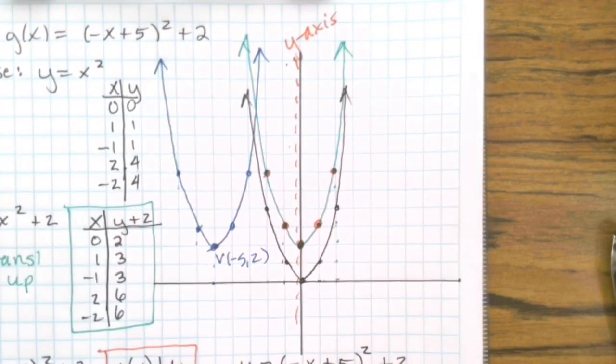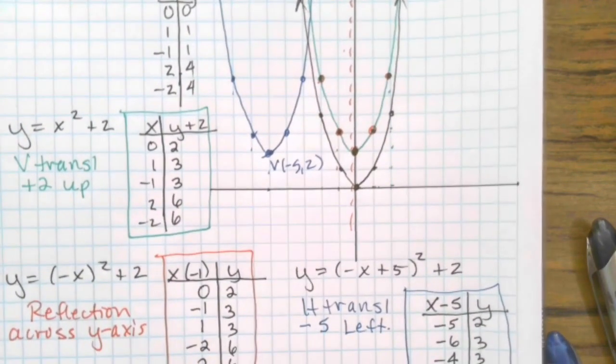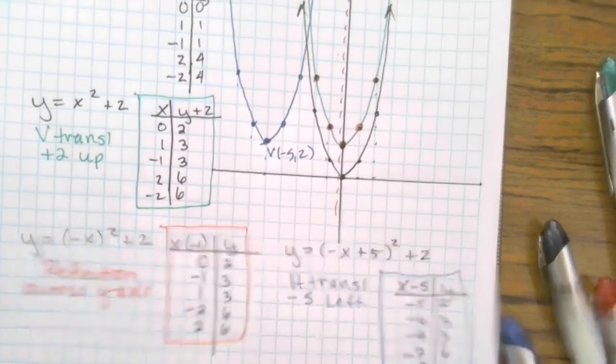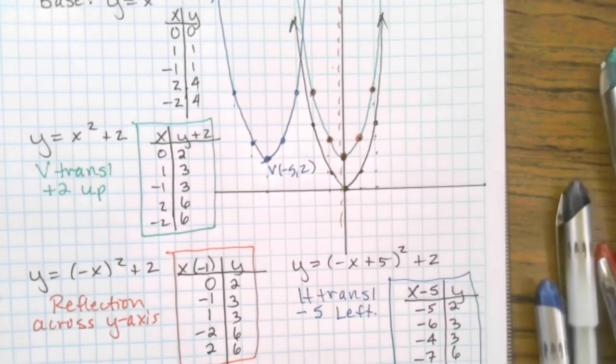So that checks out. The graphs on these are going to use translations and reflections. We'll get into stretches and shrinks as we go along.